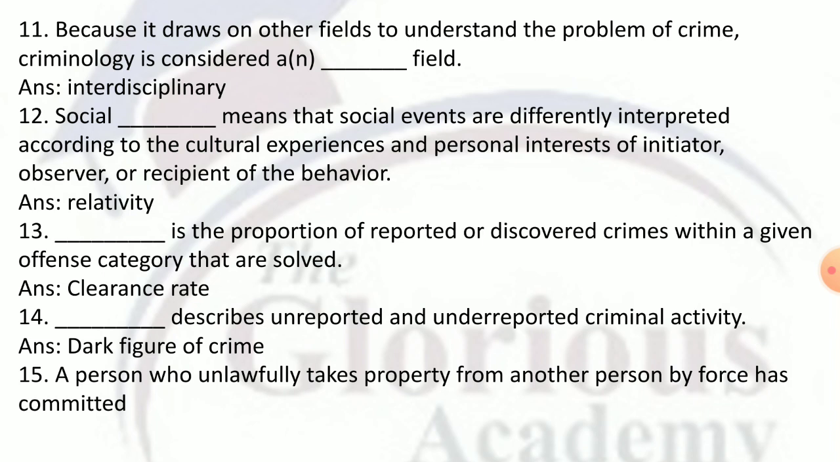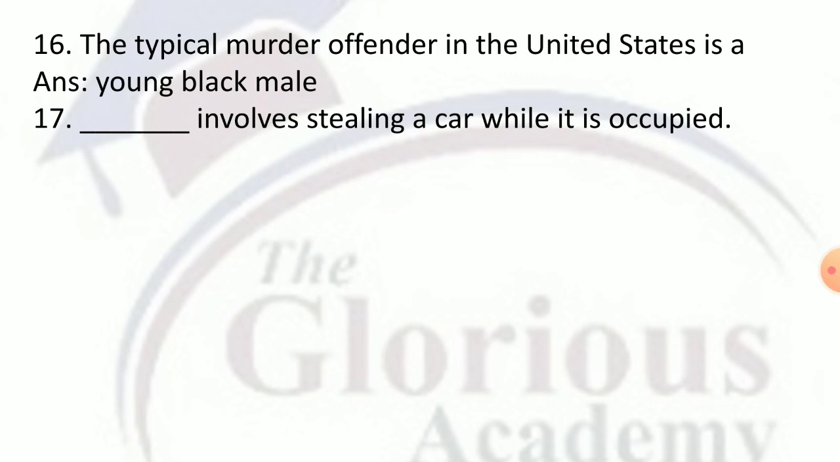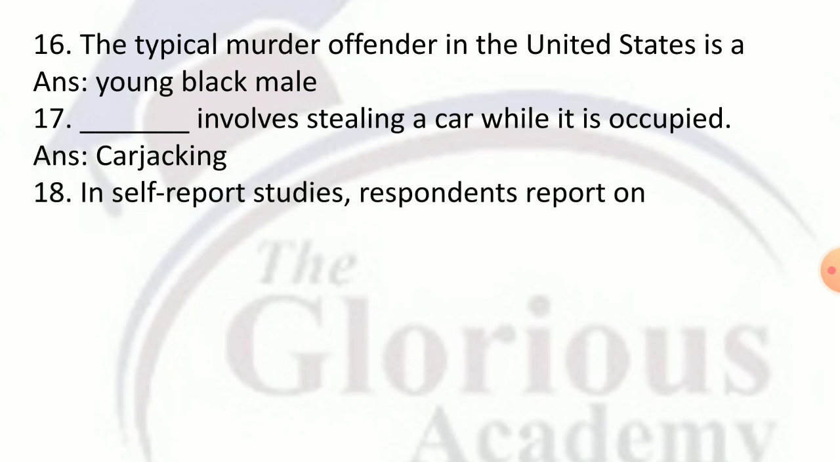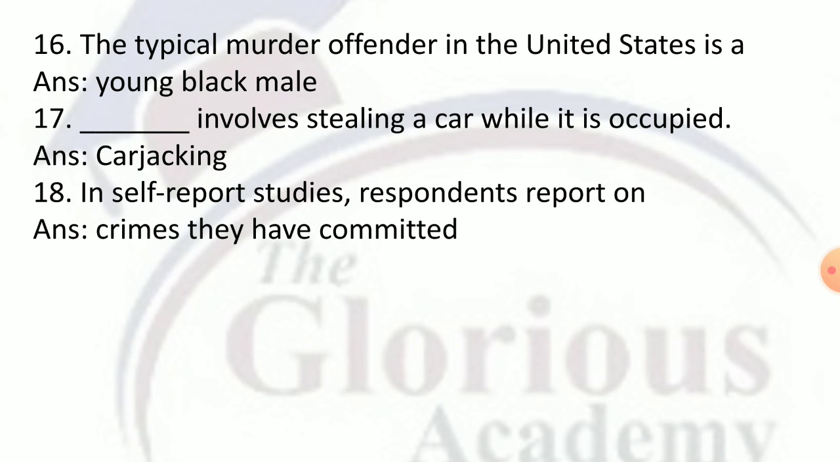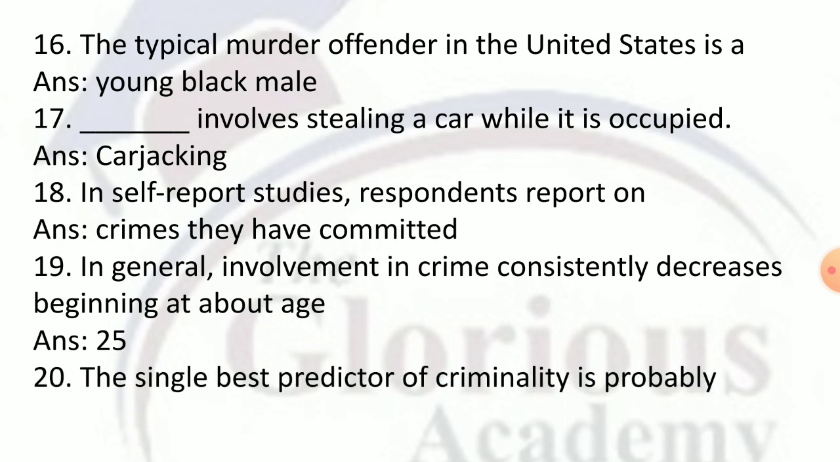A person who unlawfully takes property from another person by force has committed robbery. The typical murder offender in the United States is a young black male. Dash involves stealing a car while it is occupied. Carjacking. In self-report studies, respondents report on crimes they have committed. In general, involvement in crime consistently decreases beginning at about age 25. The single best predictor of criminality is probably gender.